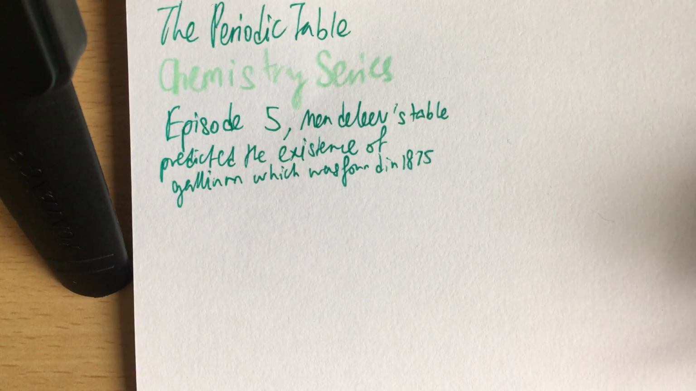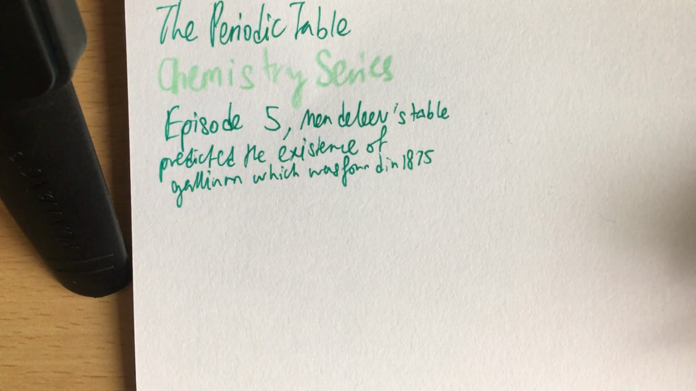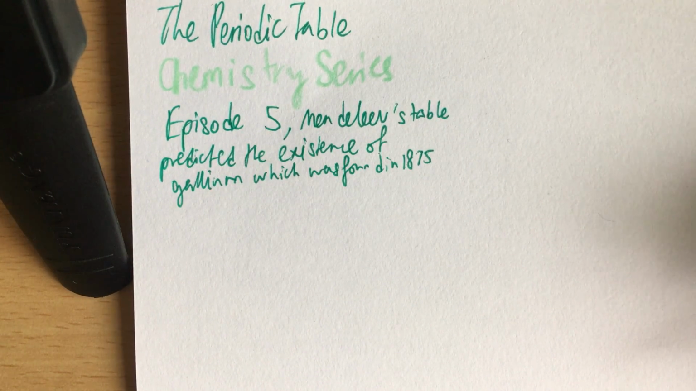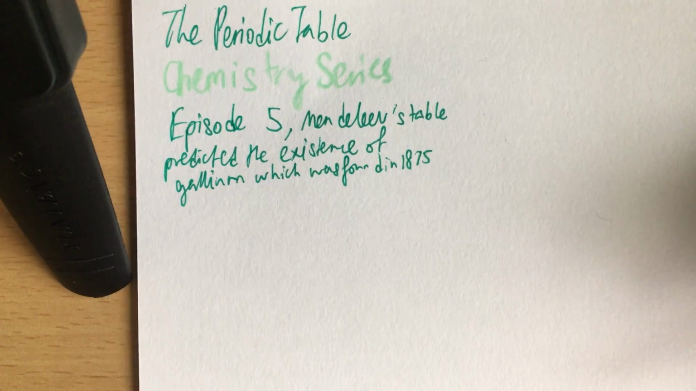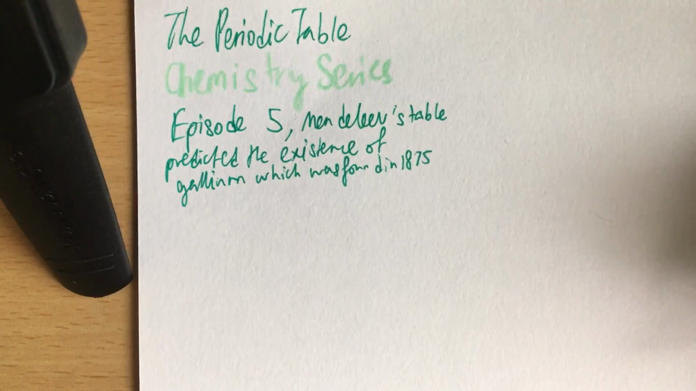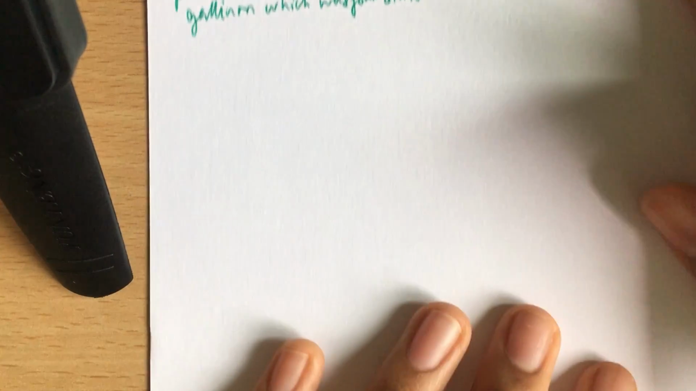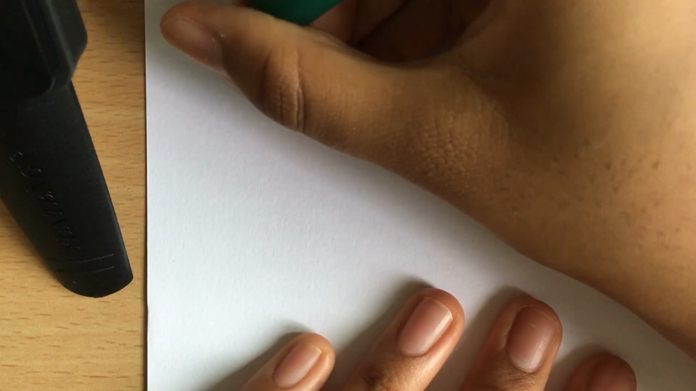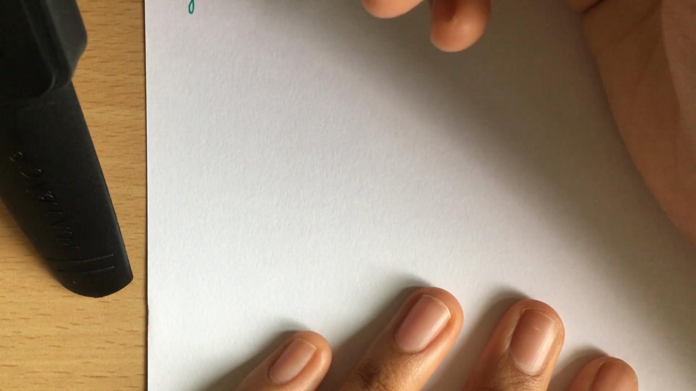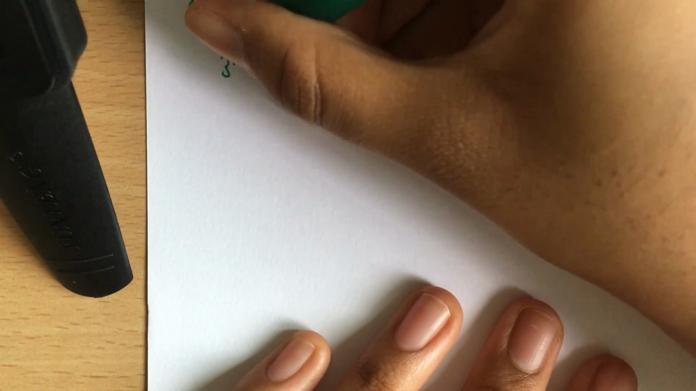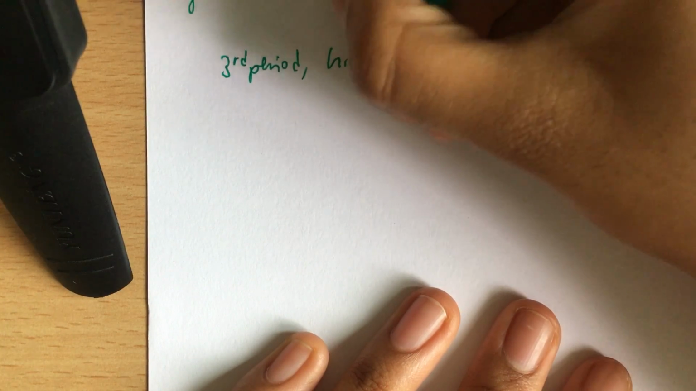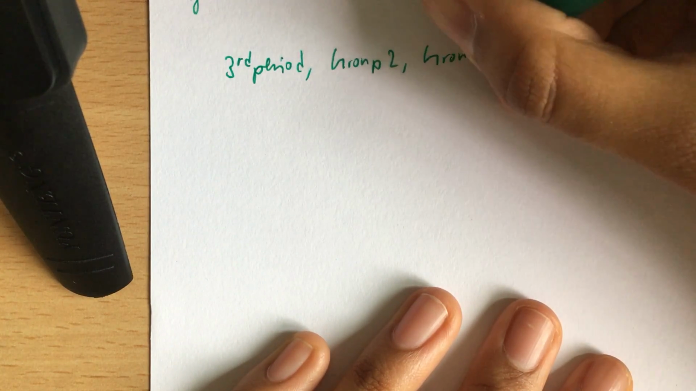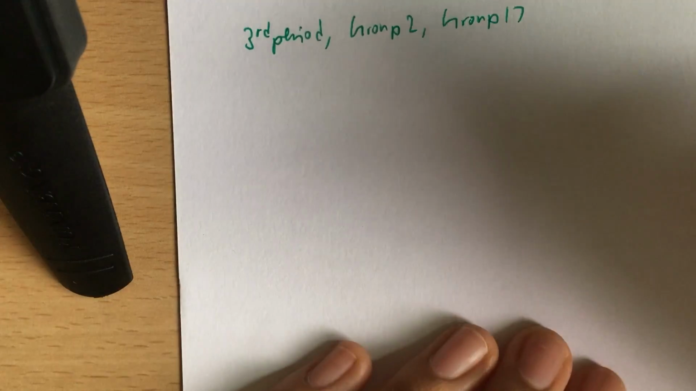Okay, so let's go right into the learning outcomes. We have a lot to cover, I guess. The first thing, the trends and variations in atomic and physical properties. So we're looking at third period, group 2 and group 17. So first one is the electronic configurations across a period and down a group.